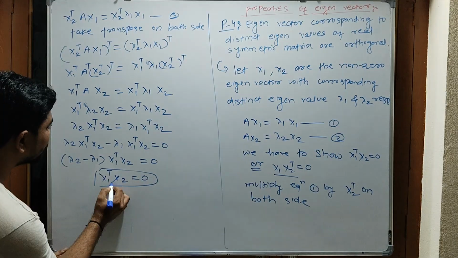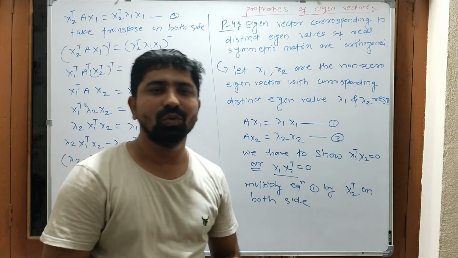So this means that these two vectors x1 and x2 are perpendicular, that is, orthogonal to each other. That's what we had to show. Thank you.